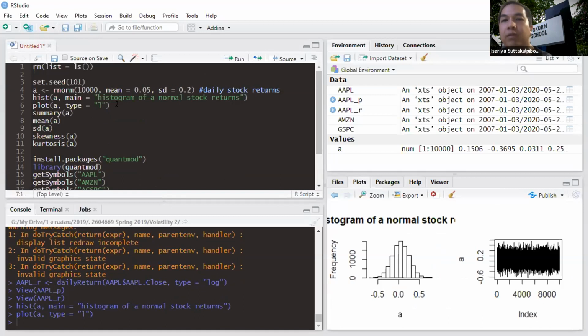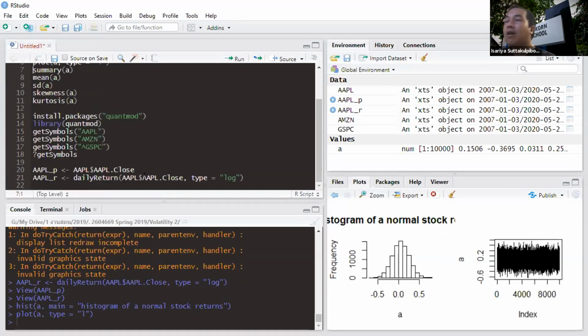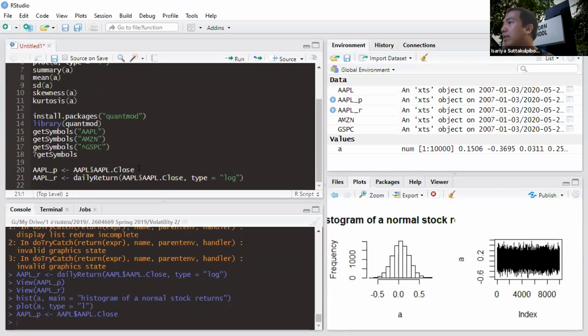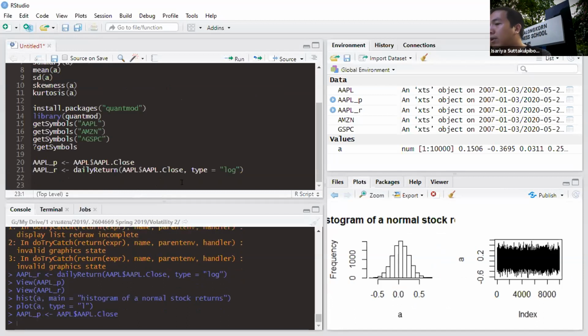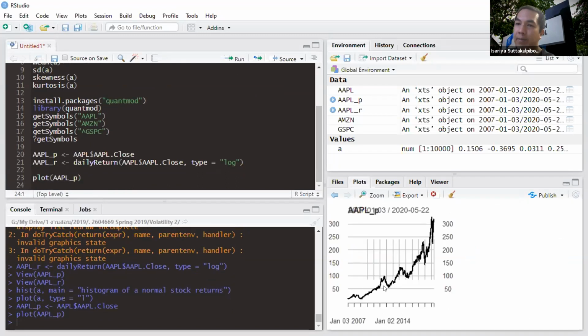If it's totally normal, everything is normal. But no, it's not. I can plot the P. This is the price. Let's plot the price first. Okay, this is the Apple prices. It went up exponentially, kind of cool. And it's very volatile in the past months. But this is not the good way to look at the volatility. Let's plot the returns.